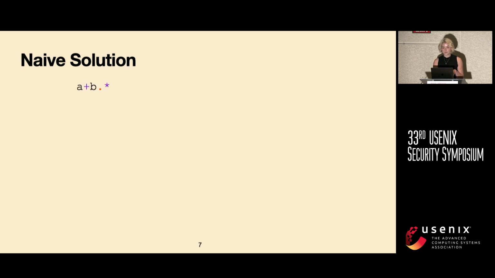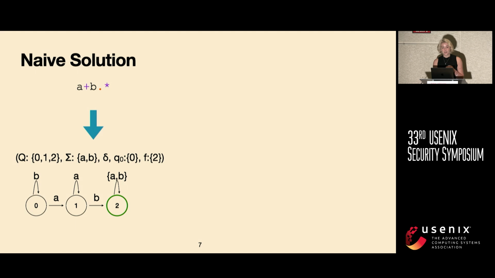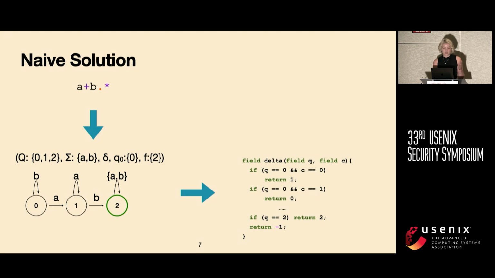Here we have a regex, and if you recall all the way back to your intro theory classes, we can take this regex and represent it as a non-deterministic finite automata. We can then take the heart of this automata, its delta function, which tells you how to move from state to state, and write it up as a series of cascading if statements. If I'm in state 0 and I see an A, move to state 1, etc.